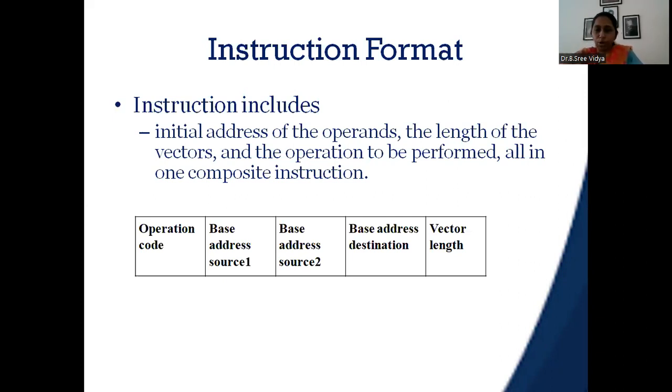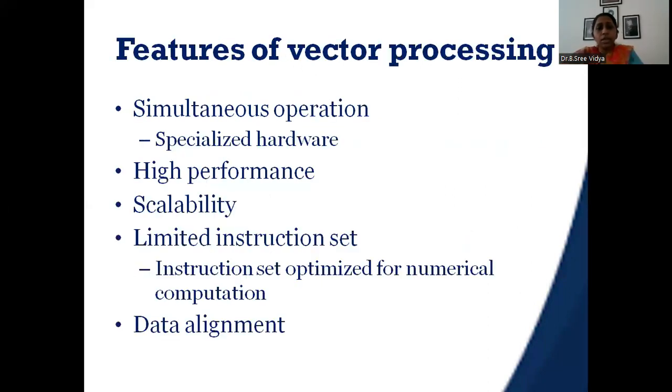A of 2 plus B of 2 will be stored in C of 2. And it goes on till the length. What is the length we have given? 50. That's how it works. All right. So what are the features of it? So now that we have understood the working, what are the features of a vector processing?